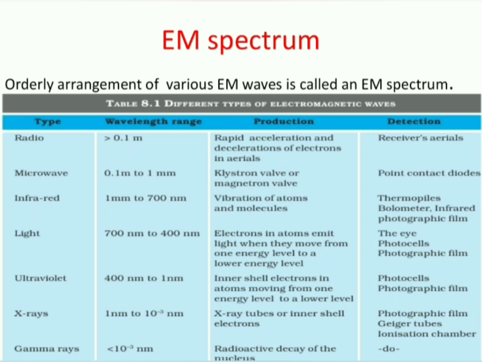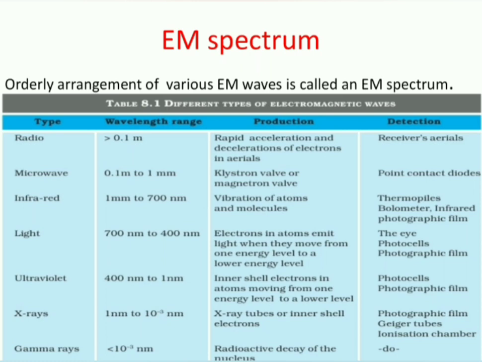Next, come to microwaves. They have a wavelength range from 0.1 meter to 1 millimeter. They are produced by klystron valve or magnetron valve. You can find these valves in microwave ovens. And coming to detection, point contact diodes. You will study about diodes in the last chapter. So you can use a point contact diode for detecting a microwave.